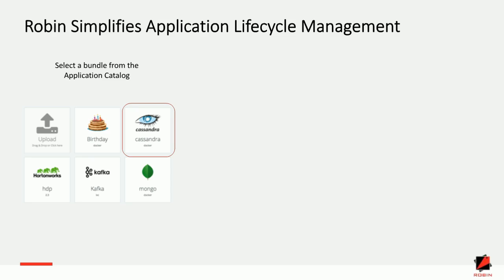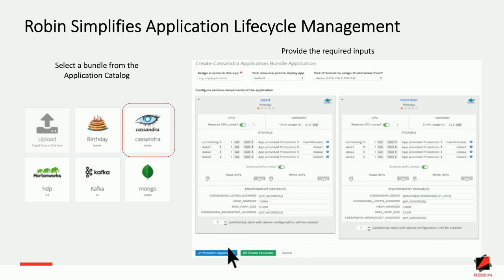All I do, from a consumption perspective, is go as an end user and click on Cassandra, and it opens a dialog for me. It shows all possible inputs that are required to create Cassandra successfully, to create a full-blown Cassandra cluster. If I just walk through the inputs, I can specify there are 2 roles. There is a seed role, and there is members.